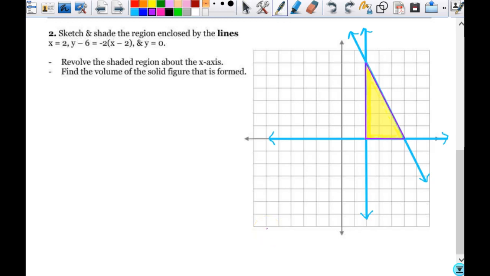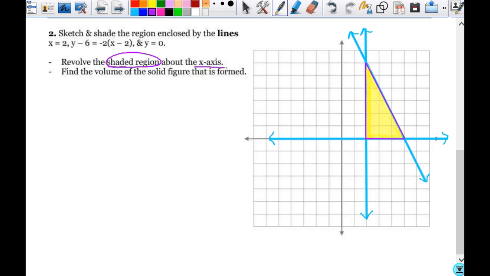Yeah, outline the shape so that you can get a defined outline there. And then let's read what this says. So we've sketched and shaded, done. Basically, that's what we had done on our purple paper, right? Then it says revolve the shaded region about the x-axis.